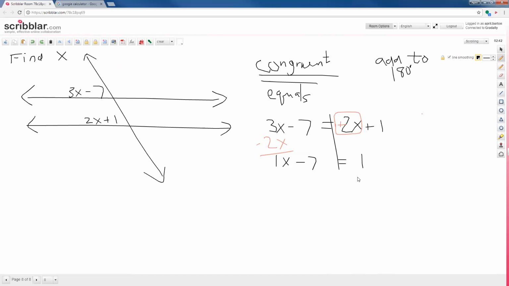Good, plus the 7. We add that 7 over. So always relate it to what's actually being put with the number. The 7 is the one being subtracted, so we have to add it over, which is 8. And then we already know the final step. We said we need to do division. We just don't divide yet. Now we need to divide by 1.